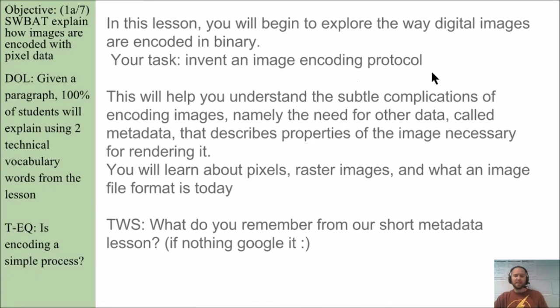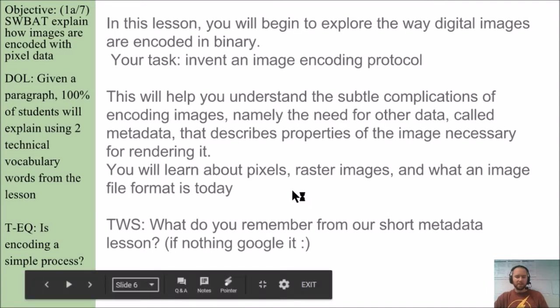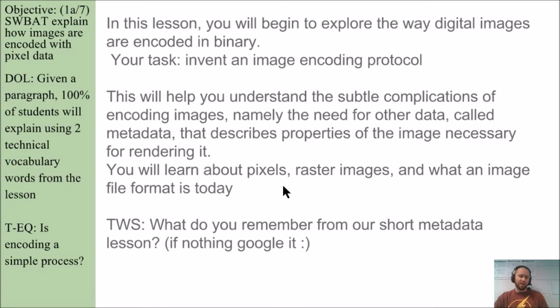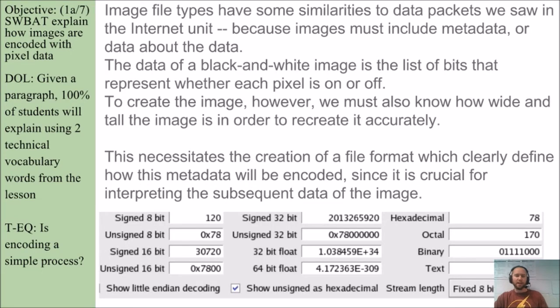This will help you understand the subtle complications of encoding images, namely the need for other data, called metadata, that describes properties of the image necessary for rendering it. You will learn about pixels, raster images, and what an image file format is today. Think, Write, Share. What do you remember from our short metadata lesson? And if you can't remember anything, go ahead and Google it and write a small summary of what you find.